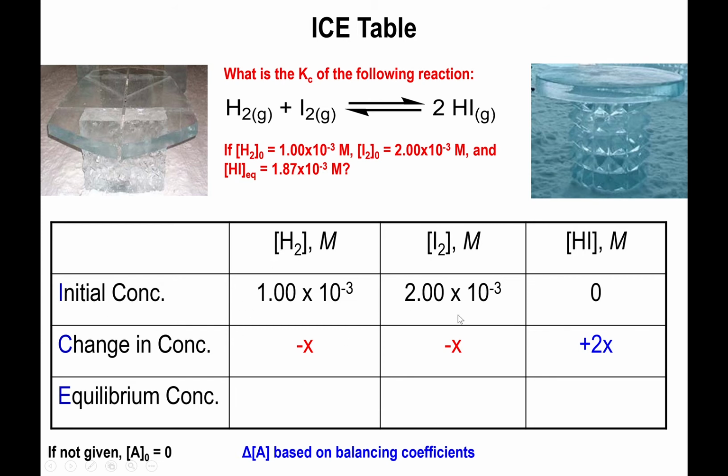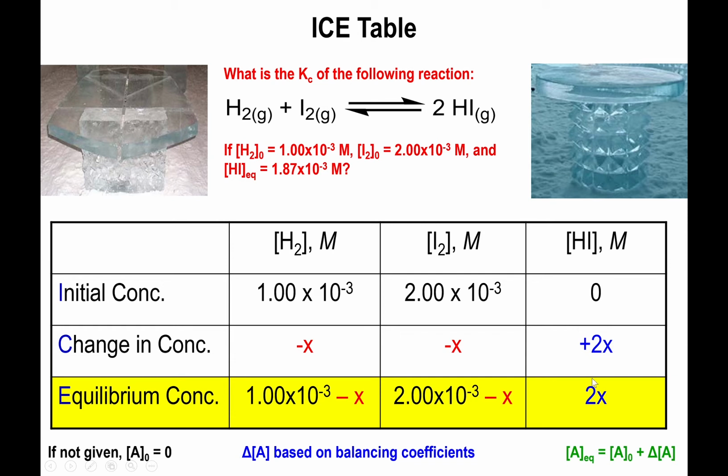All right, now the equilibrium concentration row is pretty much nothing more than the addition of the initial and changing concentration rows. So here you have 1 times 10 to the negative 3 minus x, 2 times 10 to the negative 3 minus x, and 0 plus 2x, which is just 2x, right? So these are the equilibrium concentrations based on the table. So here's where the information I gave you at the beginning gets to be utilized, at least for HI, right? I told you that the equilibrium concentration of HI is 1.87 times 10 to the negative 3.